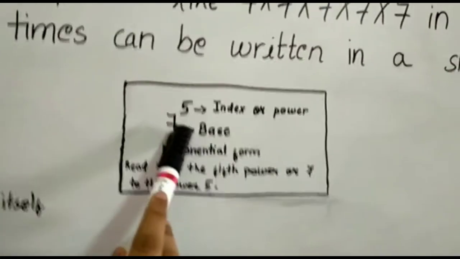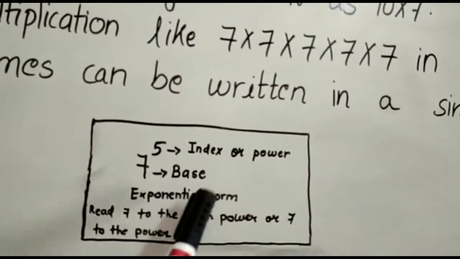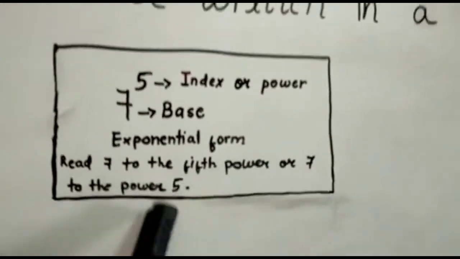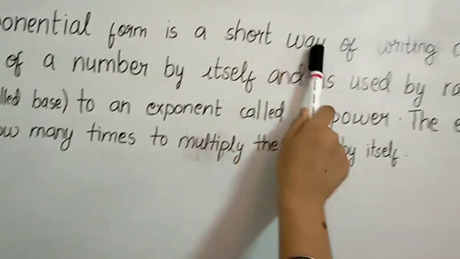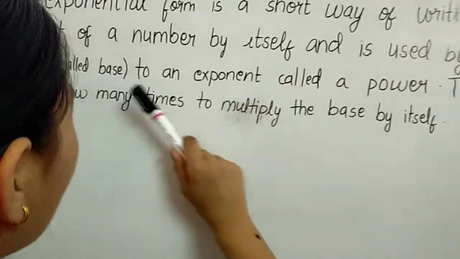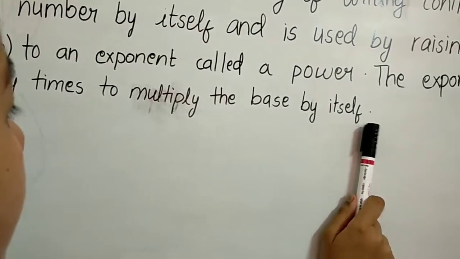In 7 to the power 5, 5 is the index or power and 7 is the base. Exponential form, read as 7 to the 5th power or 7 to the power 5. The exponential form is a short way of writing a continued product of a number by itself, and is used by raising the factor called base to an exponent called a power. The exponent indicates how many times to multiply the base by itself.